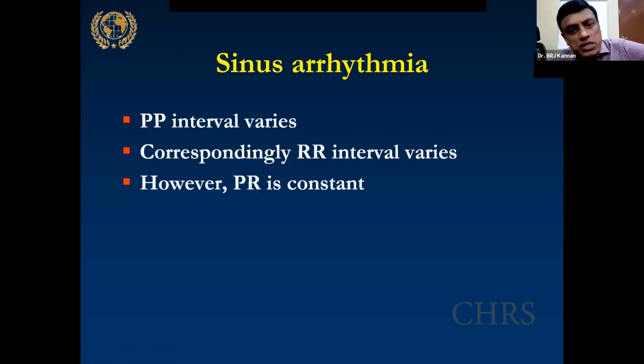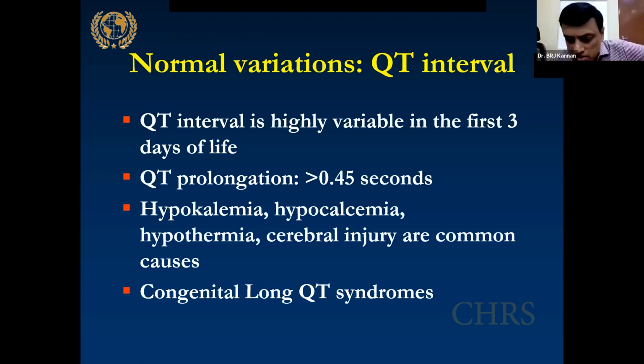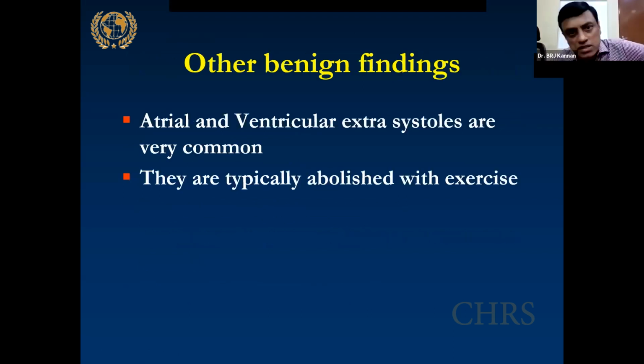So QT interval also varies. We have to just keep it in mind. So these are the other benign findings: atrial and ventricular extrasystoles. These are also abolished by exercise. So after going through some normal variations, I'm going into more important things: how we are going to use the ECG for our pediatric cardiology.